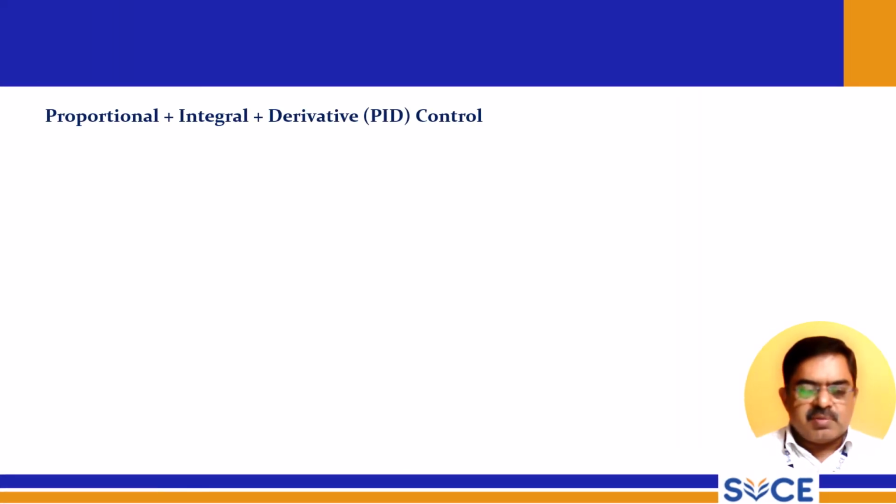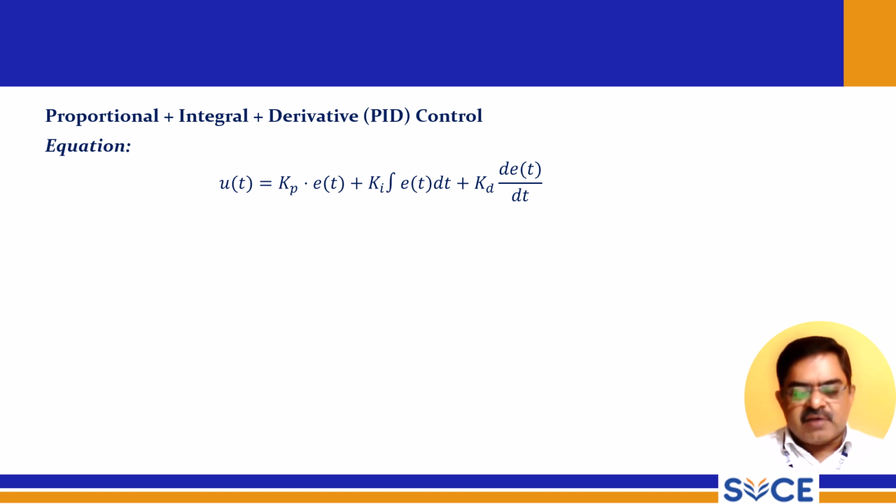So proportional plus integral plus derivative is known as PID control, and it is also a very popular type of control strategy. The equation is u(t) equal to Kp into e(t) plus Ki integral of e(t) dt plus Kd de(t) by dt.